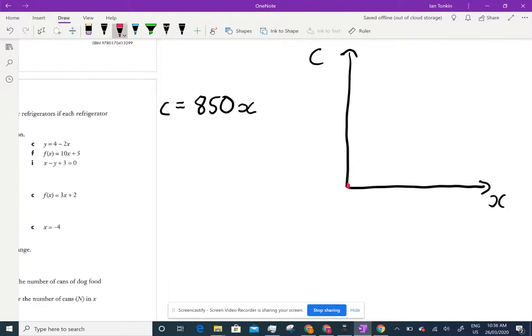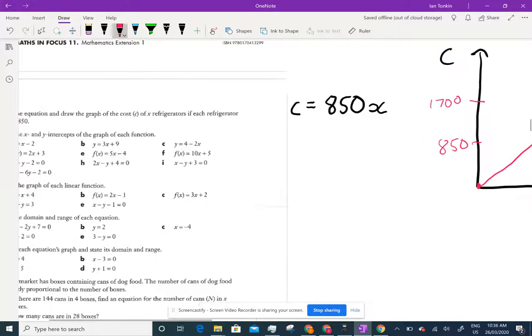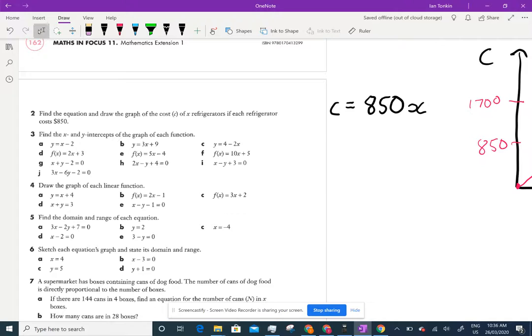No refrigerators, no cost. And it's just going to be going up. And on this scale, 1, and here, 850, 2, 850 plus 850 is 1,700. Okay? And there's your graph of the cost. It's a direct relationship, direct variation.